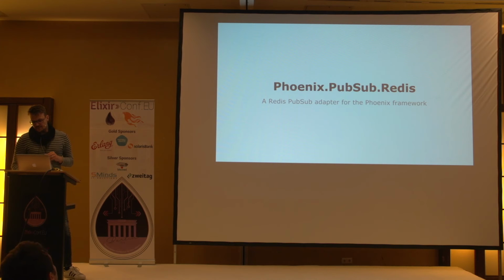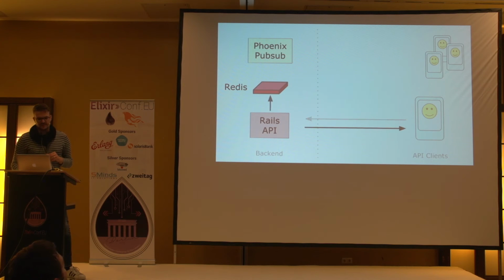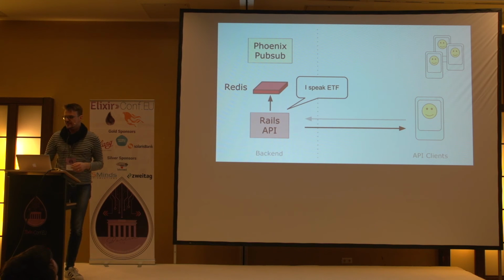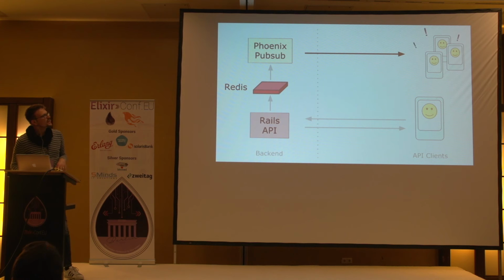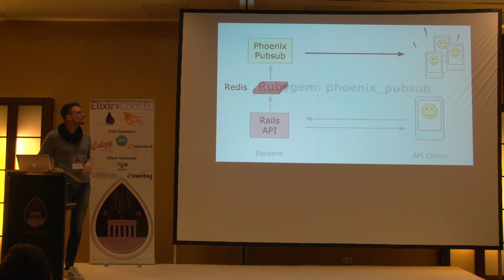And how this works then is that the Rails API needs to talk something that Phoenix understands. So it has to speak ETF. ETF stands for External Term Format, as you probably know. This is the serialized way of having Elixir or Erlang terms in the binary format, and that will be published to Redis, and Phoenix can pick it up and push it out to the other clients, and everybody's happy.